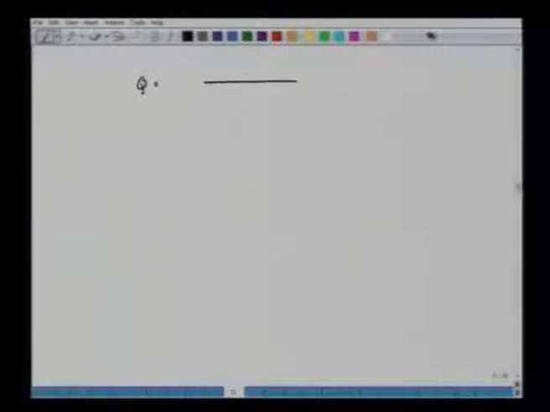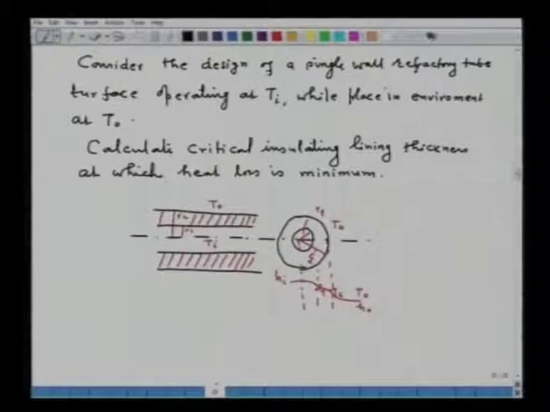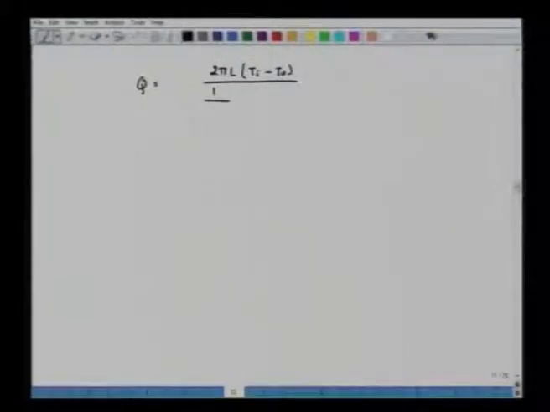Now, for this geometry, radial flow through the furnace wall, we already found Q equal to 2 pi L (Ti minus T0), where L is the length of the furnace, upon 1 upon Hi R1 plus 1 upon K ln(R2 upon R1) plus 1 upon H0 R2. That is what we have already derived.